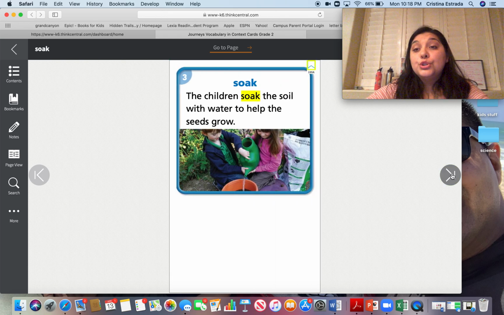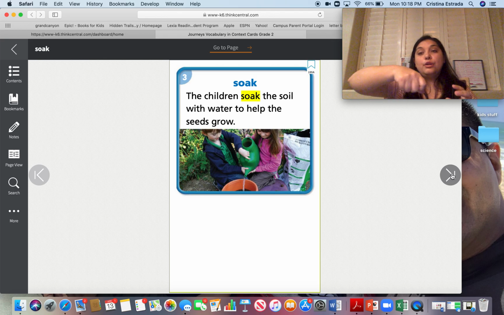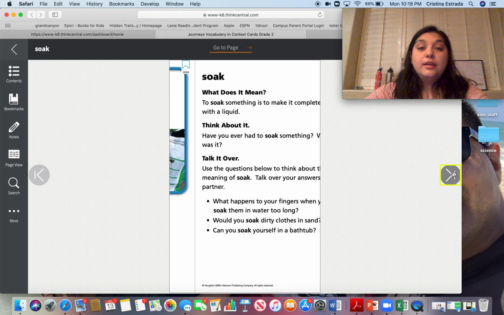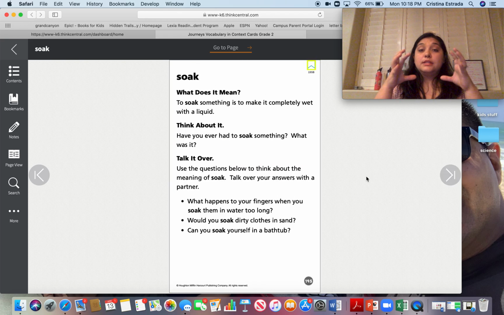Then we have the word soak, and soak is something that gets completely wet. So when the children soak the soil with water to help the seeds grow, that doesn't mean that they sprinkle a little bit of water on it. It means that they put a lot of water in those pots so that the soil will soak. Again, soak means that something is completely wet with a liquid. In this case, the liquid that we're talking about was water that we put inside the pot.